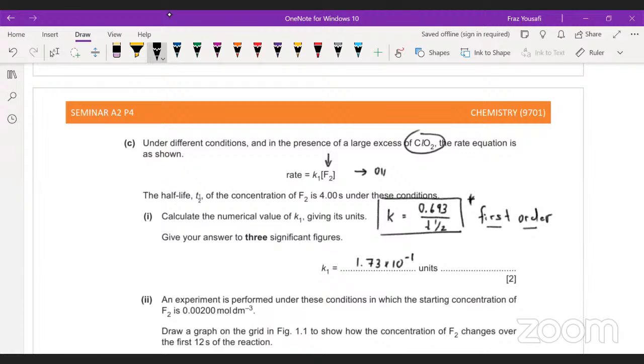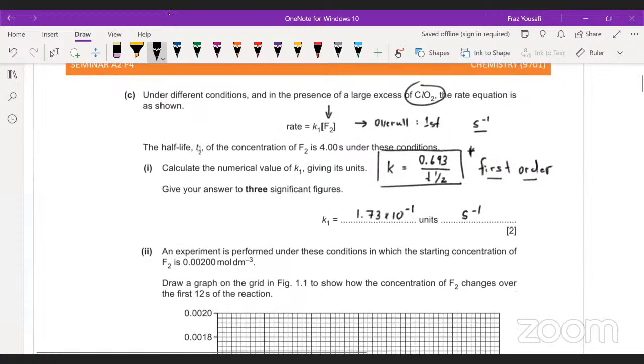So whenever the overall reaction is first order, then all you're going to do here in terms of your formula or your unit, the unit for k would always be s minus 1, because mole per dm cubed would cancel out from the process.